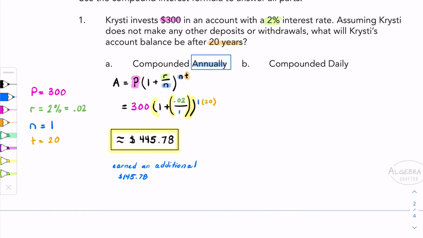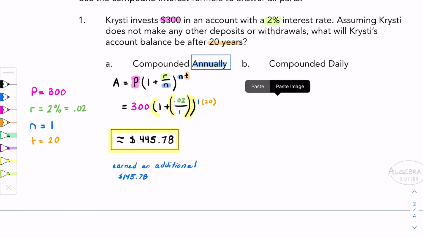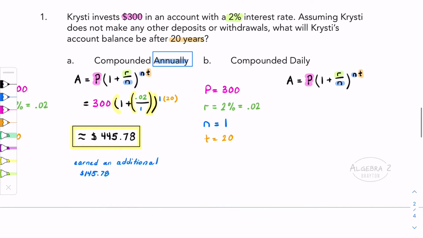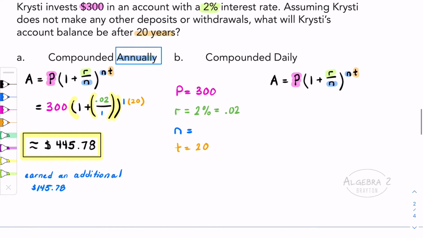Okay, now next we're going to look at part B, which is compounded daily. For compounded daily, we're going to have very similar values, but now our n value is going to change. So let's do the same thing. Let's fill out all of our values. We still have a lot of the same info.